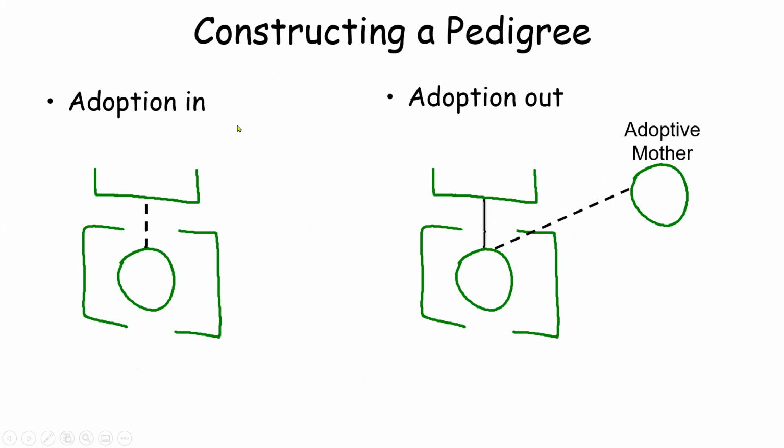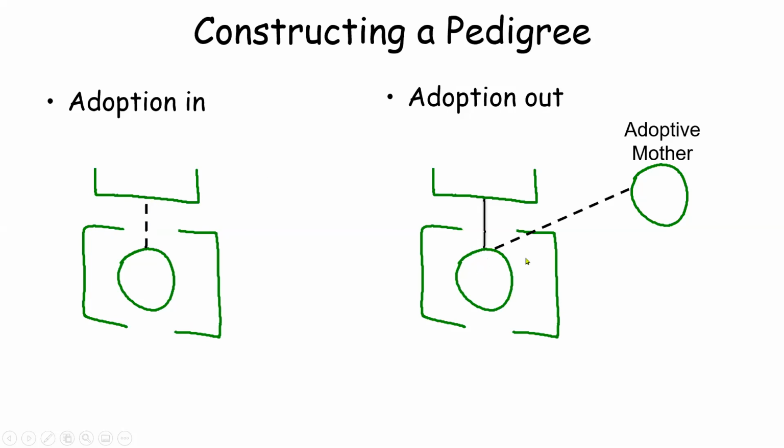So if your family adopted a daughter, this is how you would do it. You would have the daughter as a circle, and you would have a straight line, but it's dashed, coming straight down from the parents who are her adoptive parents. So her adoptive parents would be up here, straight line coming down to the daughter, and you put a bracket around her. That is to illustrate adoption in. So the bracket is adoption, and then the dashed line is showing that she's coming into the family.